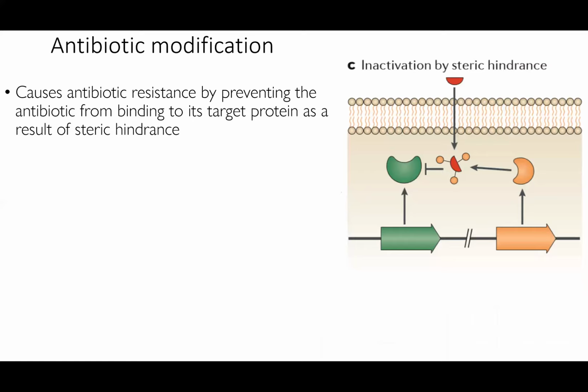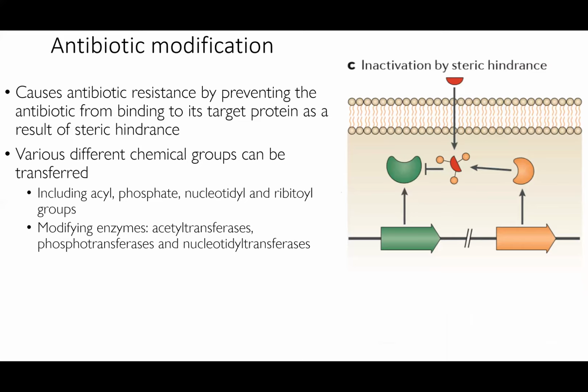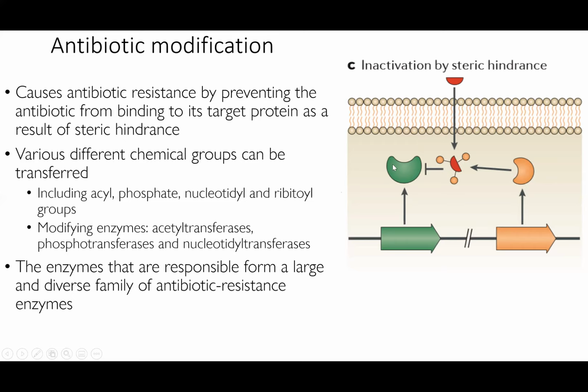So this causes antibiotic resistance by preventing the antibiotic from binding to its target as a result of steric inhibition. Remember, for an antibiotic to work, it needs to physically have the structure to bind. There are many different types of chemicals that can be transferred onto an antibiotic that will then prevent it from binding. We can add acetyl groups, phosphate groups, nucleotidyl and ribotidyl groups that modify the structure of an antibiotic, making it unable to physically bind to its target of interest.